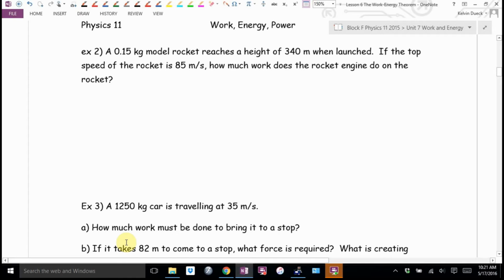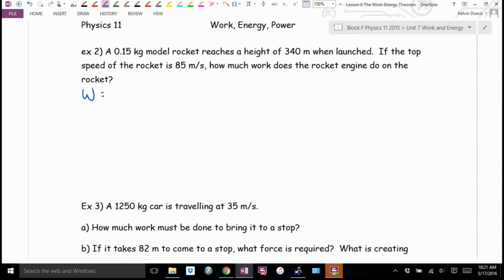Let's do some rocket science. Sarah, what's this question, Example 2, asking me to find? Oh. How much work the engine did. How much energy the engine contributed to the system.